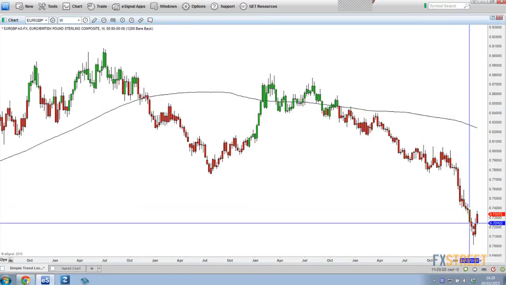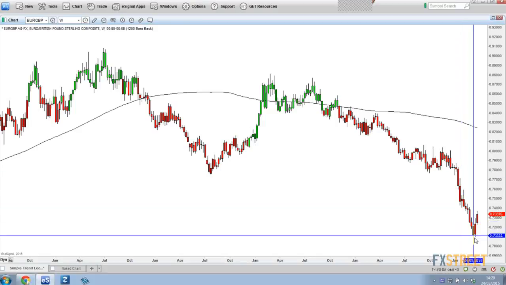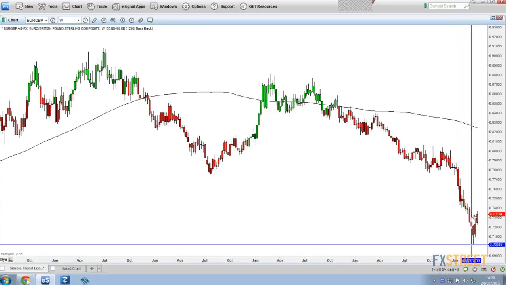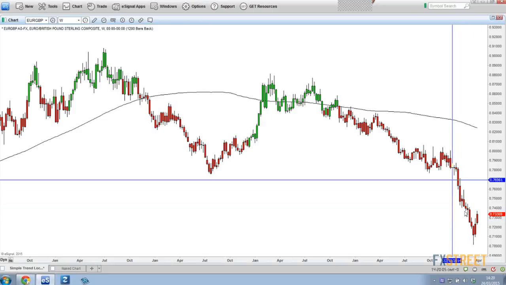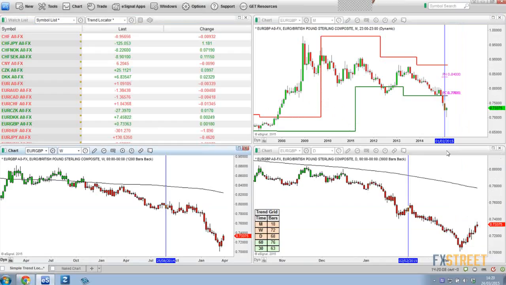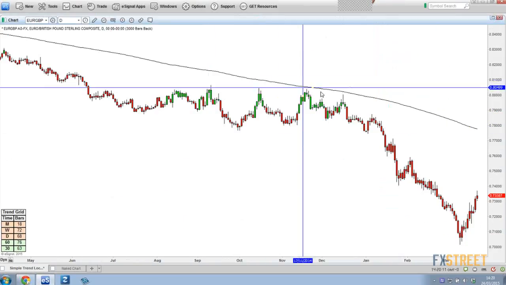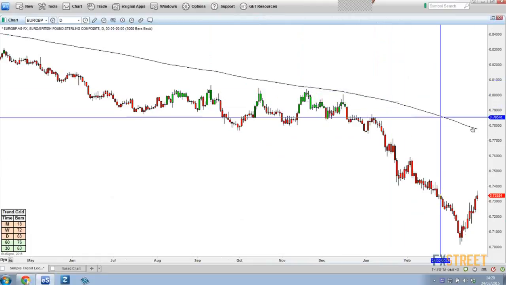However, if we look at the structure of the weekly time frame, we can see that this is nothing more than a flag in the overall direction of the trend. And if we go to the daily time frame, we're trading below the daily 200 moving average, and we've got the red trend filter. Now, I had positions running.